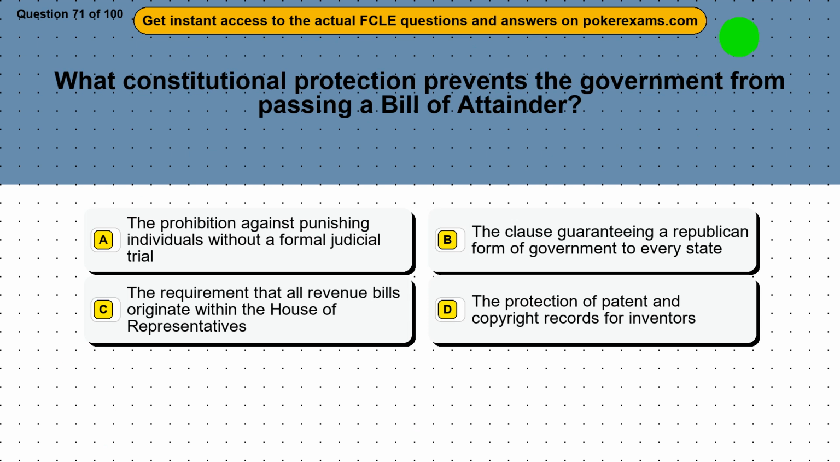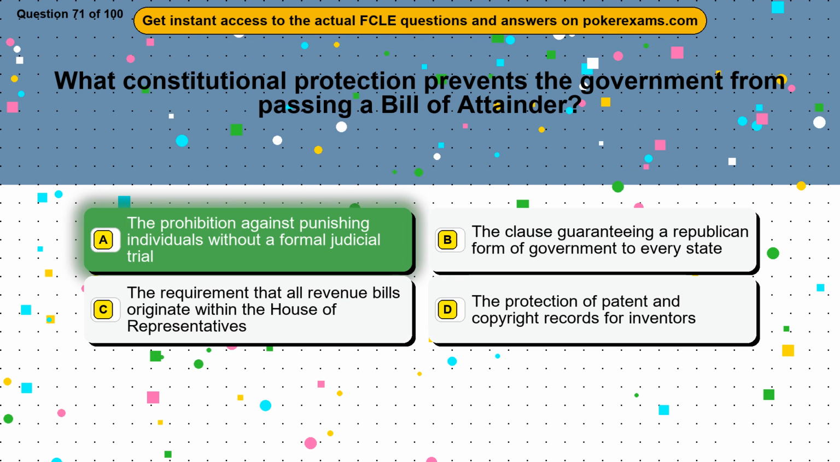Question 71. What constitutional protection prevents the government from passing a bill of attainder? Option A, the prohibition against punishing individuals without a formal judicial trial. Option B, the clause guaranteeing a republican form of government to every state. Option C, the requirement that all revenue bills originate within the House of Representatives. Option D, the protection of patent and copyright records for inventors. The correct answer is option A, the prohibition against punishing individuals without a formal judicial trial.